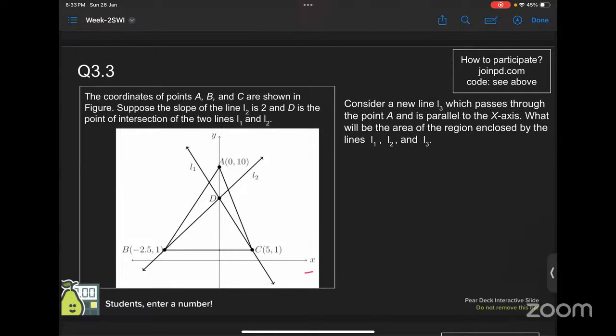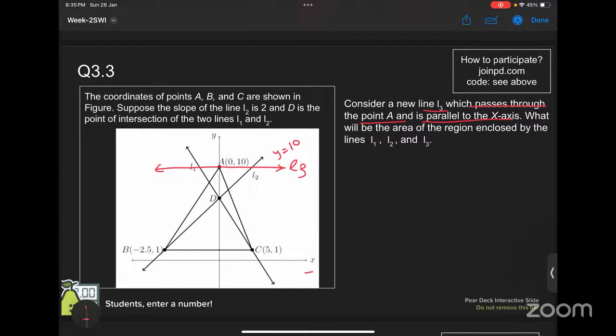Madam, which is L3, madam? L3 is given: consider a new line L3 which passes through the point A and is parallel to x-axis. So L3 you can consider this line. And parallel to x-axis means horizontal line, right? A horizontal line passes through a point means we know that the y coordinate will be fixed throughout the line. So we can calculate the equation of the line L3, which will be y equals 10. X will vary, and y will remain constant throughout the line. So the equation of the line will be y equals 10.